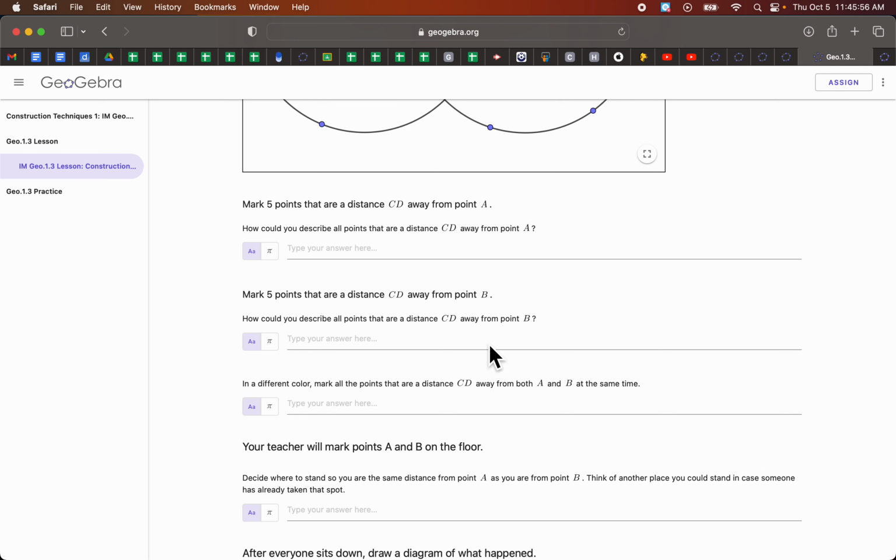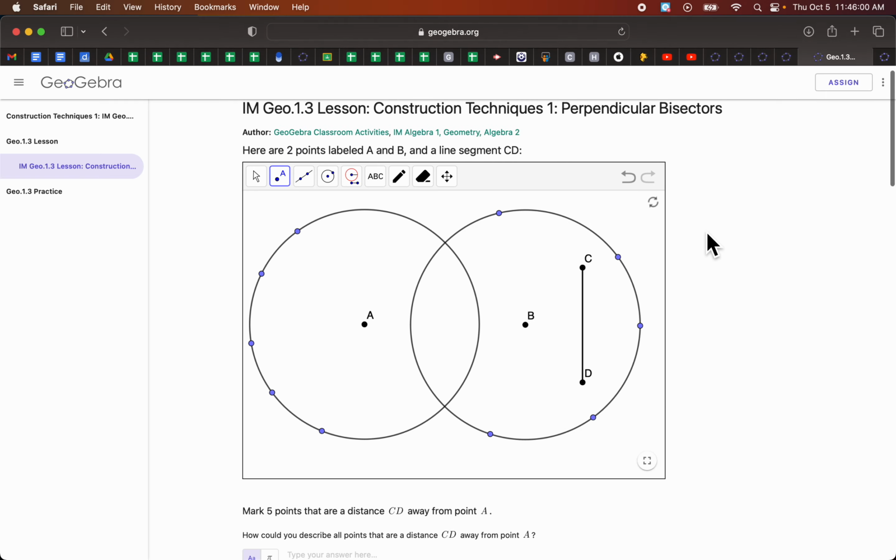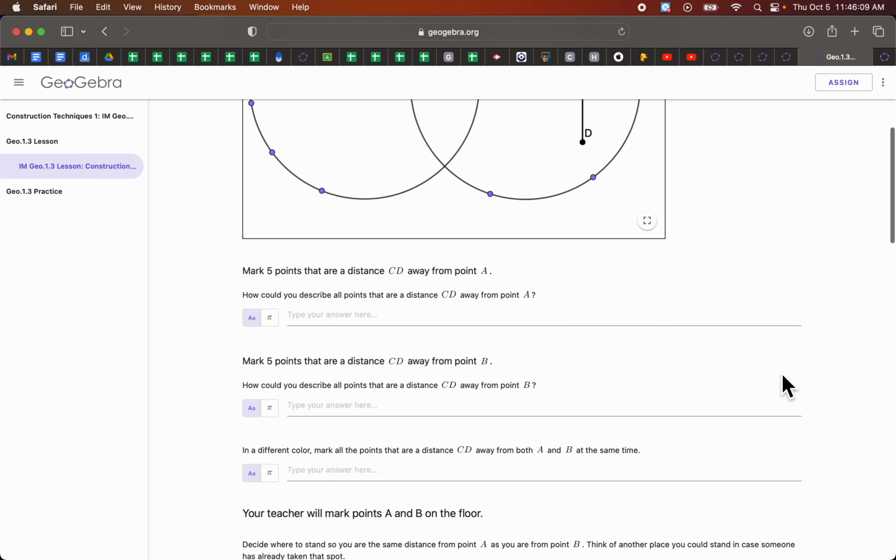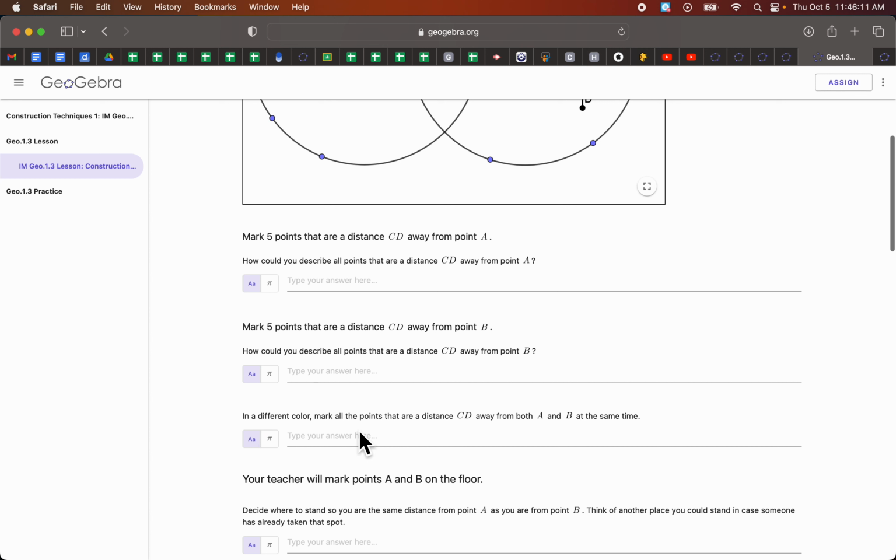And how could I describe all the points that are a distance CD away from point B? Well, what do I have? I have a circle with the center of B and a radius of CD. Ta-da! In a different color, mark all the points that are a distance CD away from both A and B at the same time.